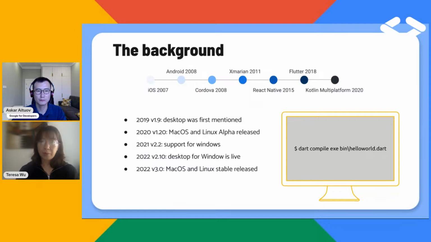A bit of background for desktop applications. Back in 2019, desktop in Flutter was first mentioned. A year later, macOS and Linux Alpha was released. And a year later, they added support for Windows, and the support for Windows then went live. So in 2022, last year, the macOS and Linux stable versions were also released.